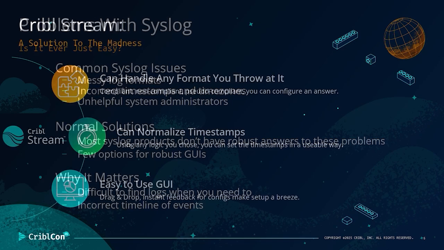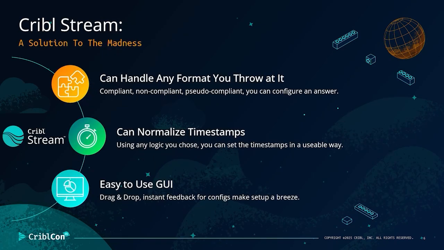That brings us to Cribl Stream. So Cribl Stream is a fantastic way to solve and organize a lot of these issues. It's super flexible and customizable and can handle any format you throw at it. Timestamps are all over the place, set up rules to handle that. Also, the GUI is fantastic and makes it really easy to grab test logs, set up configurations to sample what the outputs would be, and you could even drag and drop these configuration items.